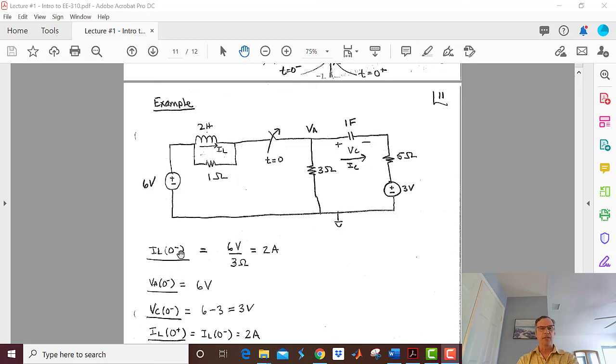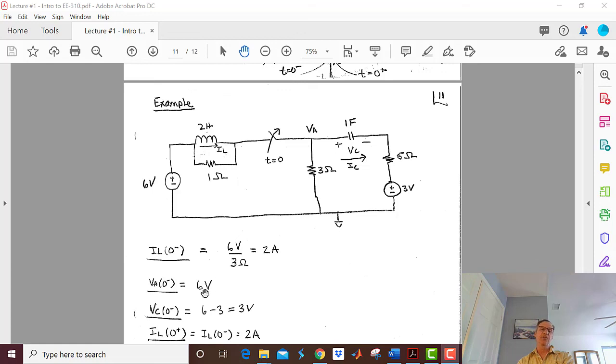So let's see, I sub L of 0 minus. At t equals 0 minus, I know that I have no voltage drop across here, and that means I have 6 volts here. And let's see, I have 6 divided by 3 is 2 amps here, no amps here because no steady state current in a capacitor, so that means 2 amps here, 2 amps here. At I sub L of 0 minus, I have 2 amps through the inductor.